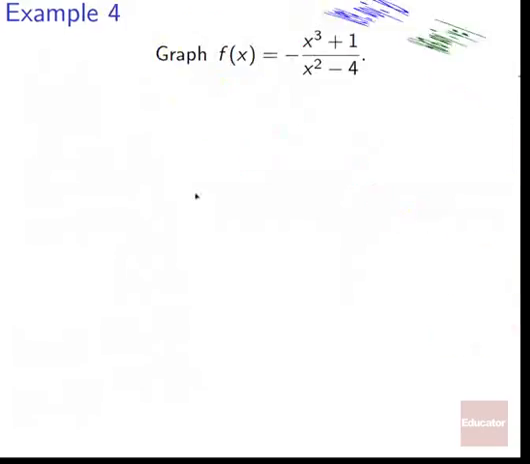Great. Onto our final example, this one's going to be a little bit of a doozy. All right, so x cubed plus 1 over x squared minus 4. And notice there's also this negative sign. Don't want to forget about that negative sign. So negative x cubed plus 1 divided by x squared minus 4.